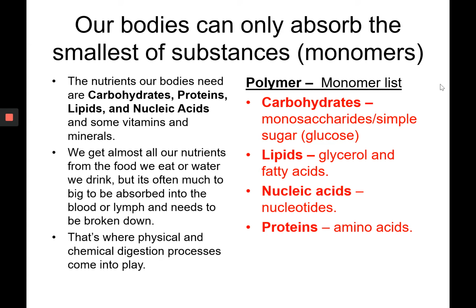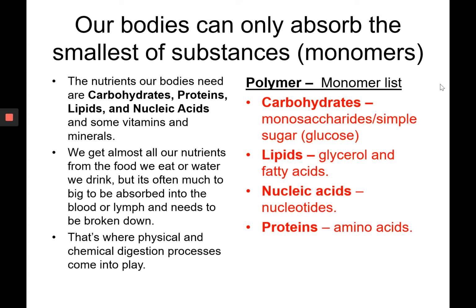The food we eat includes carbohydrates, lipids, nucleic acids, and proteins. These foods are polymers, or you may have heard them called biological molecules. These foods need to be broken down into their smallest subunits called monomers in order to be absorbed in the small intestine. Carbohydrates are broken down into monosaccharides or simple sugars. Lipids are broken down into glycerol and fatty acids. Nucleic acids are broken down into nucleotides, and proteins are broken down into amino acids.